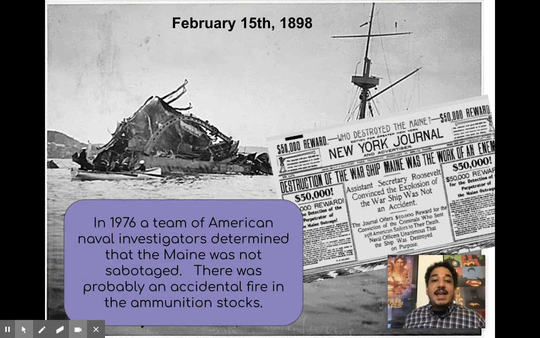And we found out in 1976, there was a team of American naval investigators, and they determined that, yeah, the Maine just blew up because there was a fire in the ammunition barracks, so the ammunition stocks, and that blew up the ship. It was just an accident. But again, because of the newspapers putting this out, we got really upset. The president said that, hey, we need to have authority to go to war if we need to with Spain. And as soon as Congress gave him the authority, Spain actually declared war on us, and we had the Spanish-American War.